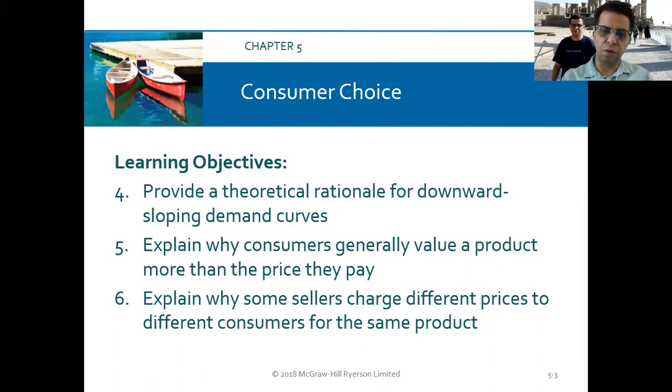Part of the learning objectives is to provide a theoretical rationale for the downward sloping demand curve, explain why consumers generally value a product more than the price they pay, and explain why some sellers charge different prices to different consumers for the same product.